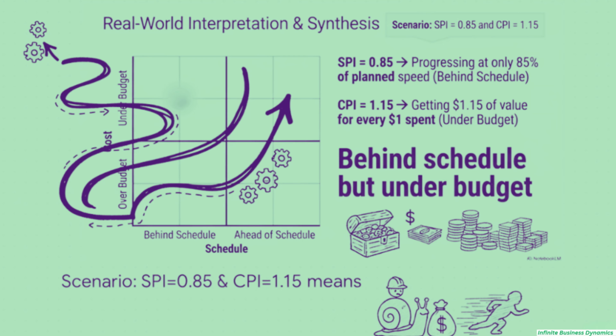So what's the combined story? Behind schedule but under budget. You know what this usually points to? It's the classic signature of using cheaper resources that are also slower.